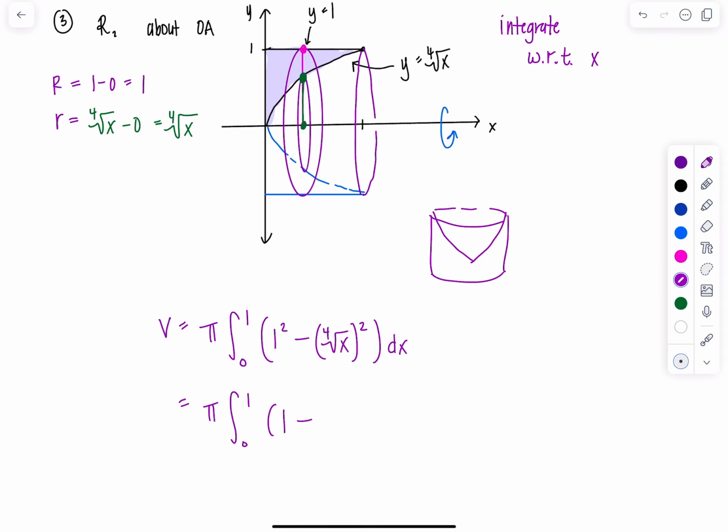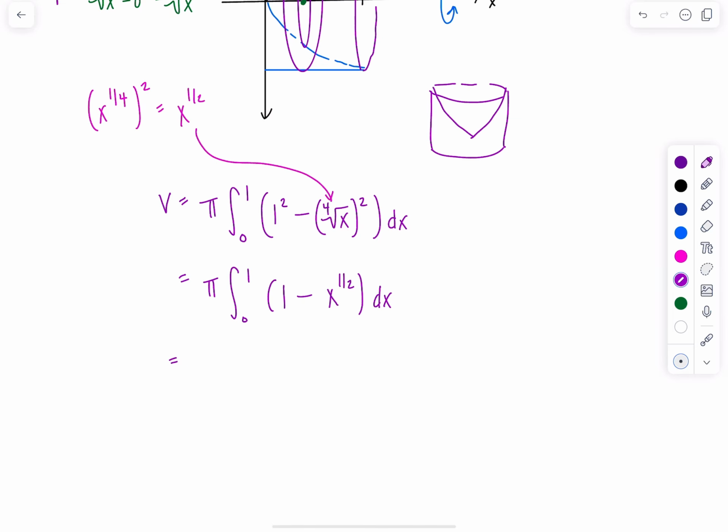1 minus, now 4th root of x squared, let me remind you, this is the same as x to the 1/4 squared, which would be x to the 2/4, which becomes x to the 1/2. So this is x to the 1/2 dx. Now let's anti-differentiate. So pi times, notice I'm not writing the integral sign anymore because I'm integrating already. So antiderivative of 1 is x. Over here, don't forget our rule, add 1 to the exponent, divide by the new exponent. So we'll have 2/3 x to the 3/2 evaluated from 0 to 1.